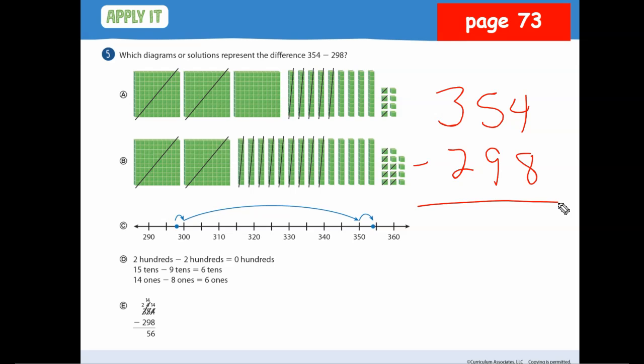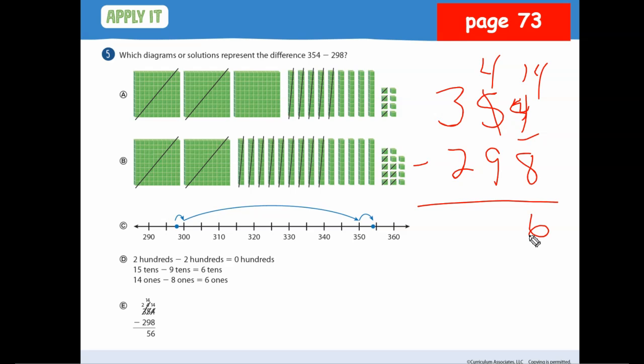4 minus 8, I can't do that, right? Because there's more on the bottom. I need to go next door, right? More on the floor, need to go next door. Borrow from a 5, that makes it a 4. The one that borrow goes next door to the right. Instead of 4, I have how much? 14. 14 minus 8 is 6.